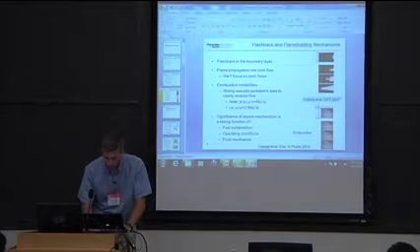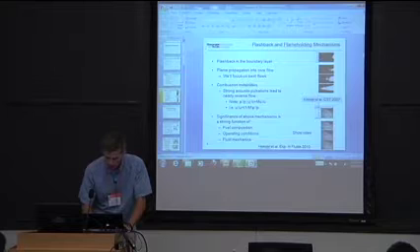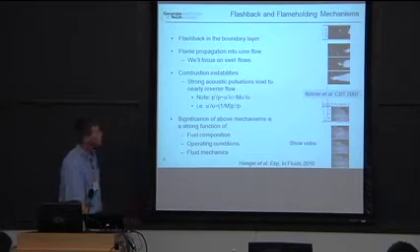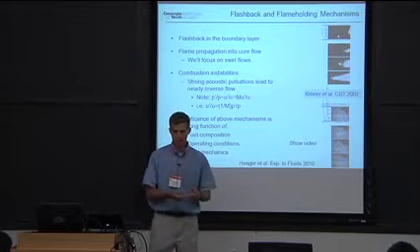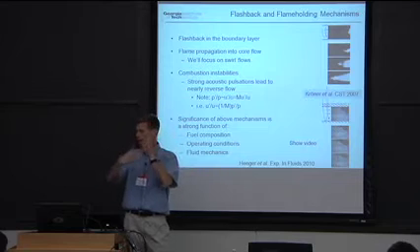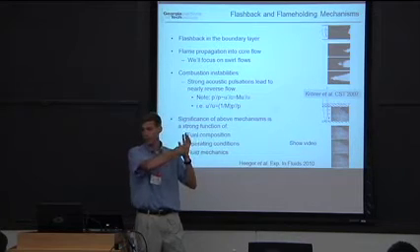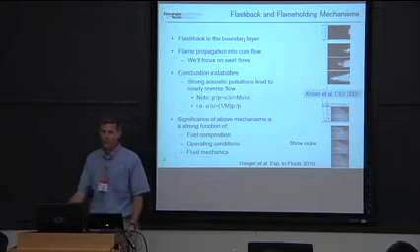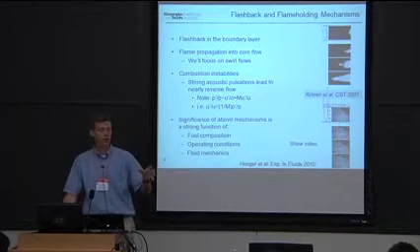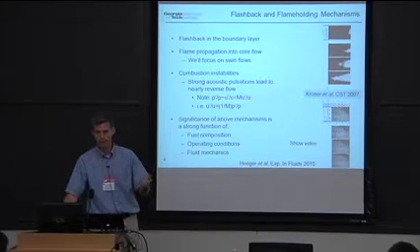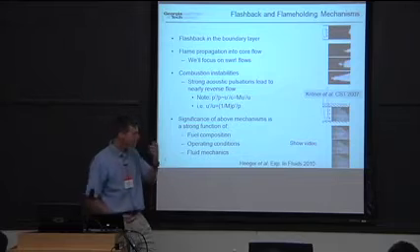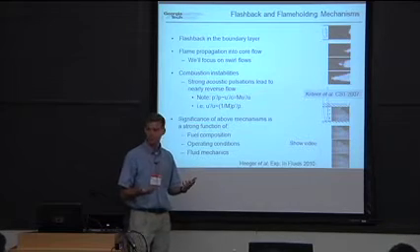The other way flashback can occur is in the core flow. This would be an illustration of flashback in the core flow. What's happening here is that the flame is able, not even in the boundary layer, but in the main high velocity flow, to find a way to shoot upstream. Now, if you have a well-designed system, this shouldn't happen, because the flow velocity should be everywhere greater than the flame speed.